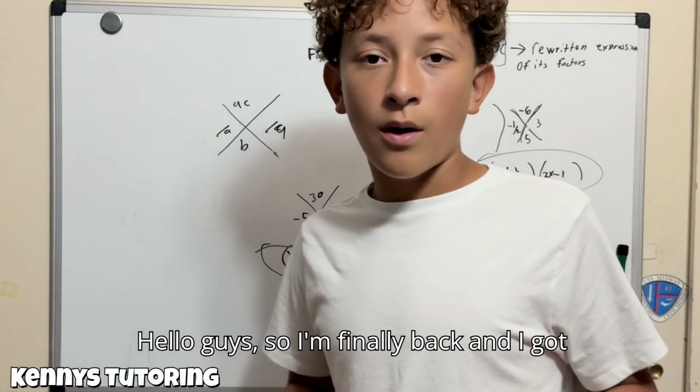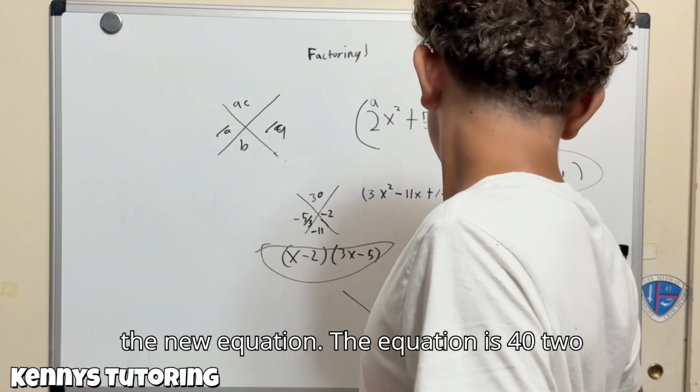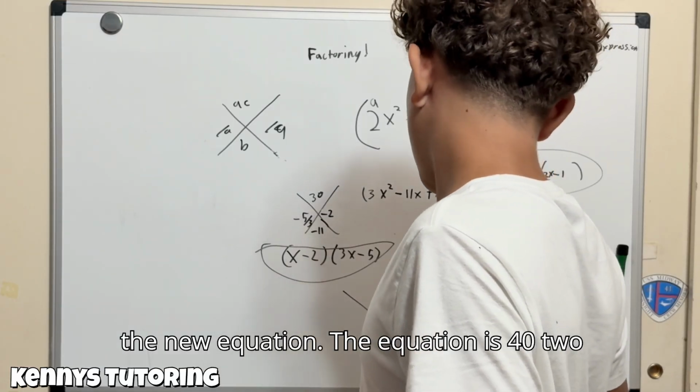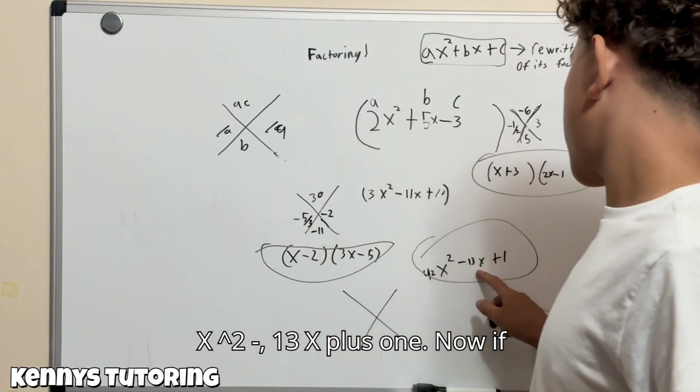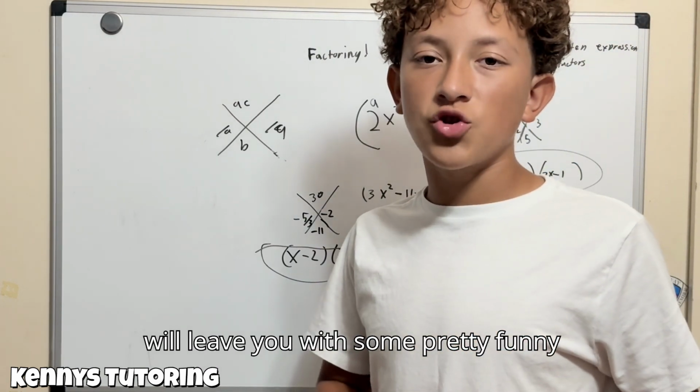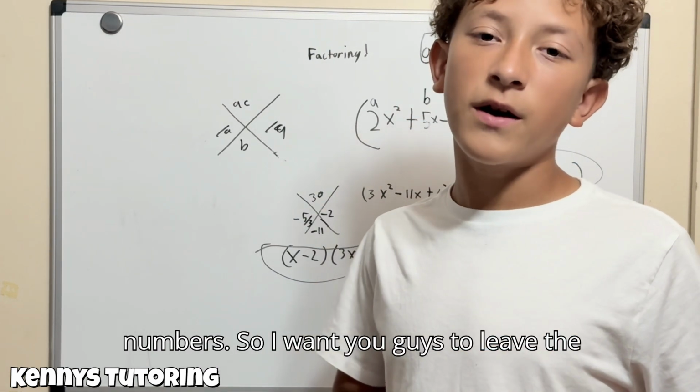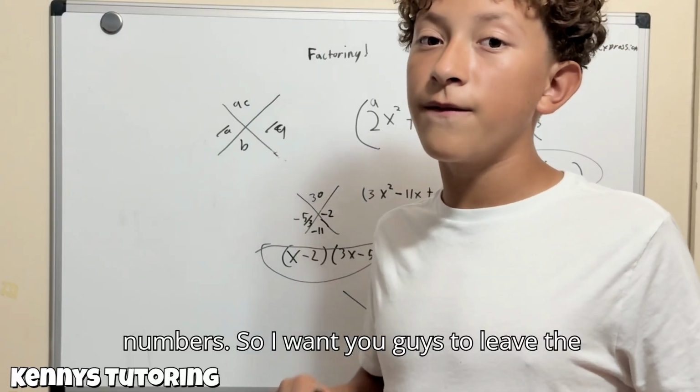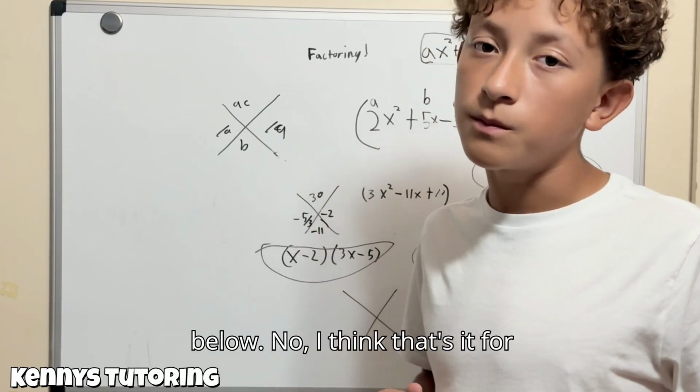Hello guys, so I'm finally back, and I got the new equation. The equation is 42x squared minus 13x plus 1. Now, if you do manage to factor that equation, it will leave you with some pretty funny numbers, so I want you guys to leave the factored expression in the comments below.